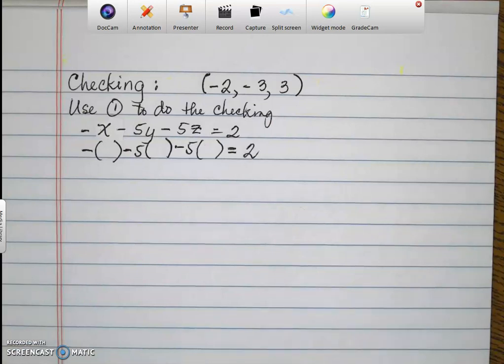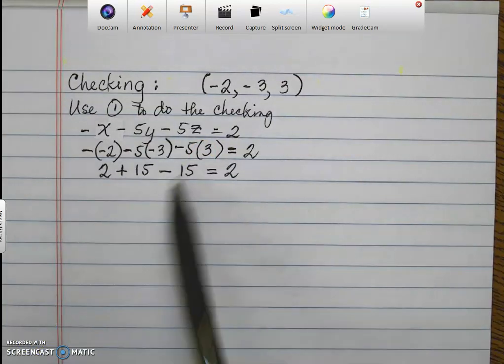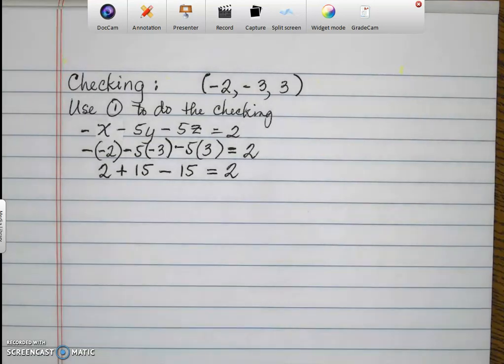And then now we're going to start plugging. Again, this is your x, this is your y, and this is your z. So this negative 2 goes in here, negative 3 goes in here, and the positive 3 goes in here. Okay, like this. So let's begin the process of simplifying. So this is negative with negative, that becomes positive 2. Negative 5 times negative 3 is positive 15. Negative 5 times positive 3 is negative 15. All right, so this becomes a 0, and your answer is 2 equal to 2. So it's a check.